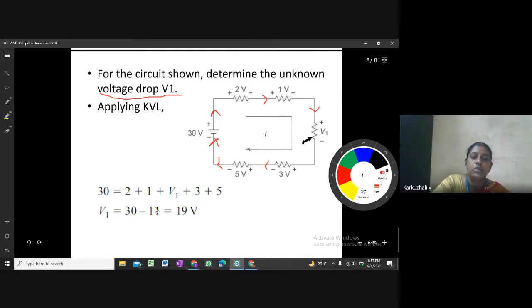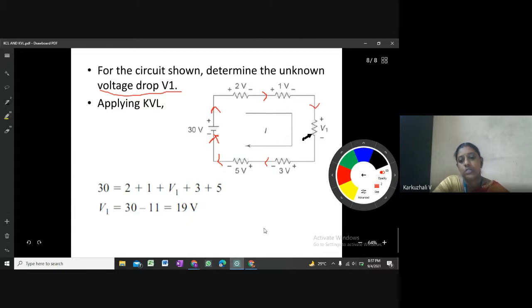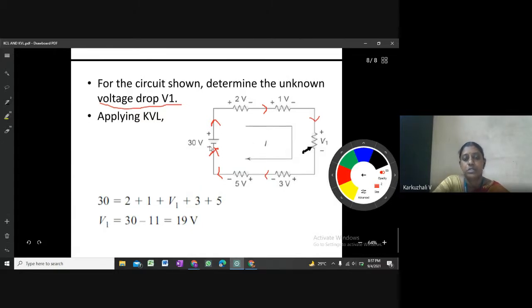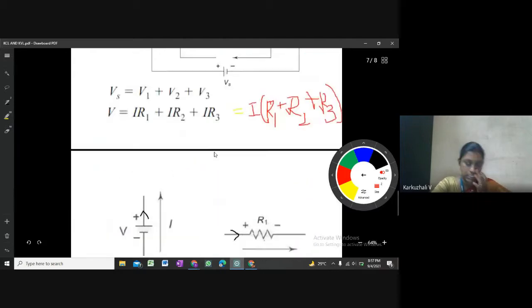So 30 is equal to the sum of all the voltages, from which we find out that the voltage V1 is equal to 90 volts. So this is the basic explanation for KCL and KVL.